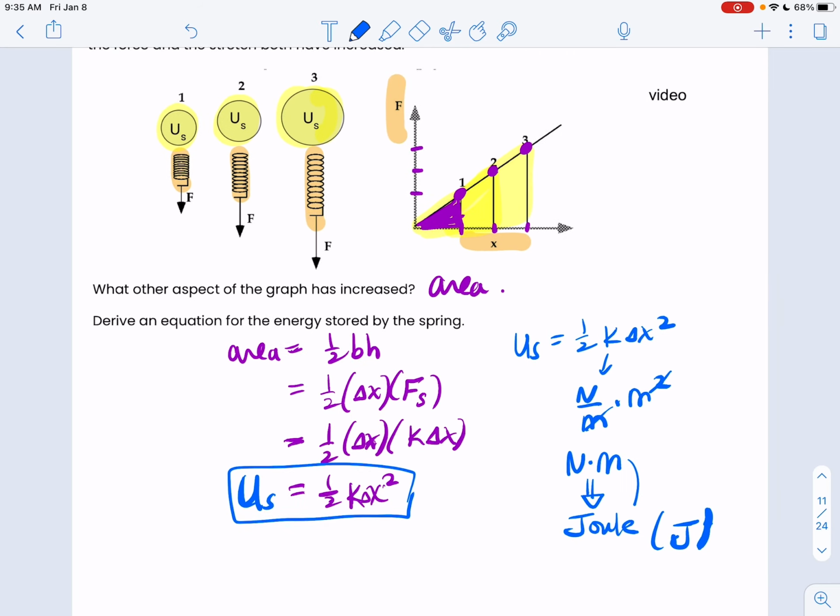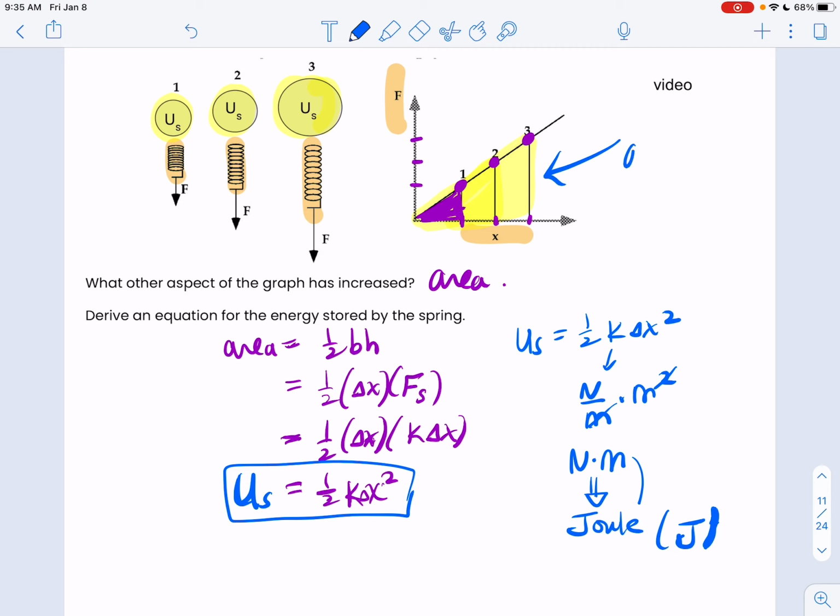All right, but the main thing to understand is the area under F versus X is energy, because that's going to come up again and again.